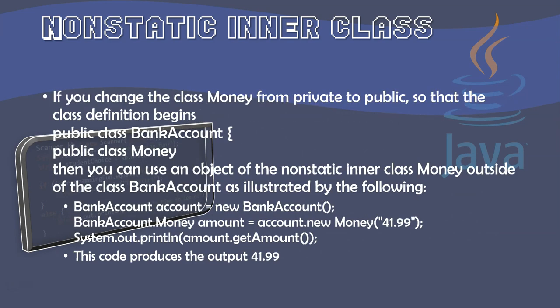If you, for example, were to change the class Money from private to public, so the class definition now began public class BankAccount, public class Money, then you could use an object of the non-static inner class Money outside of the class BankAccount, as illustrated by the following. BankAccount account = new BankAccount(); BankAccount.Money amount = account.new Money("$41.99"); System.out.println(amount.getAmount()); This, of course, would produce the output 41.99.